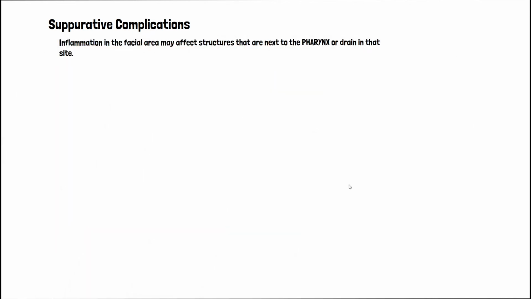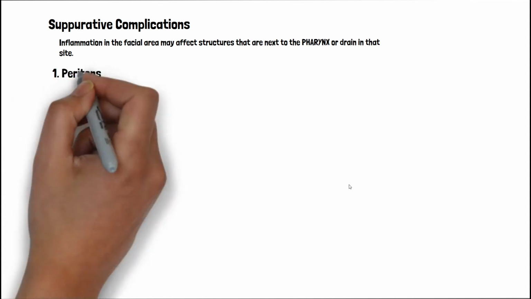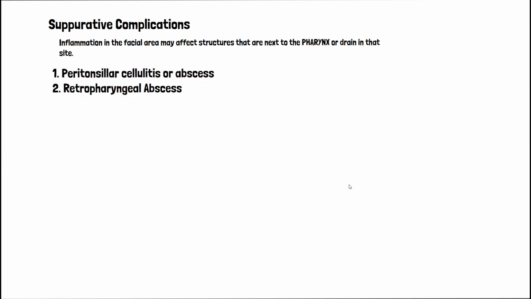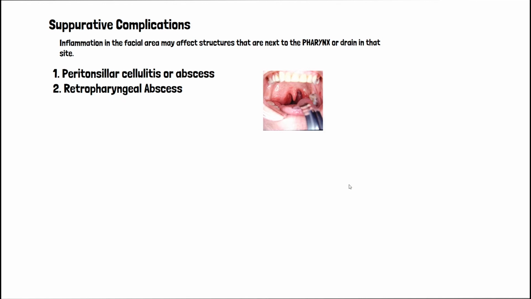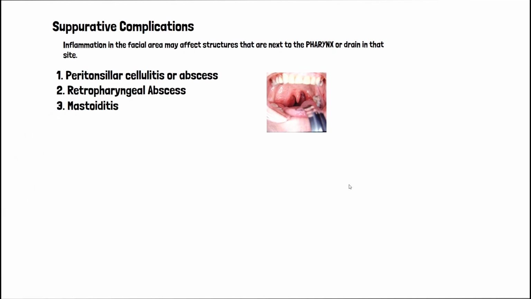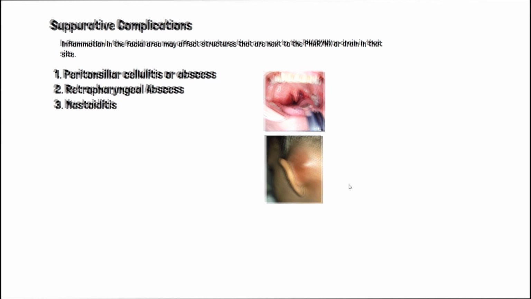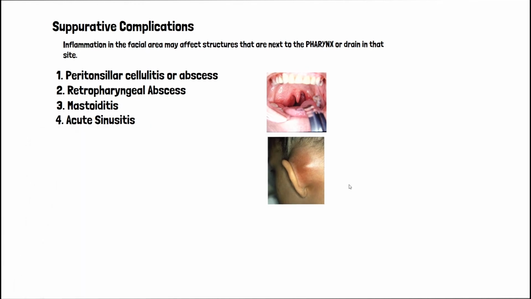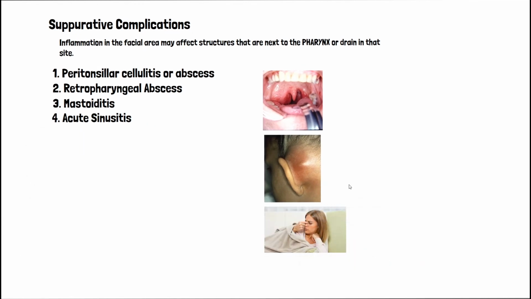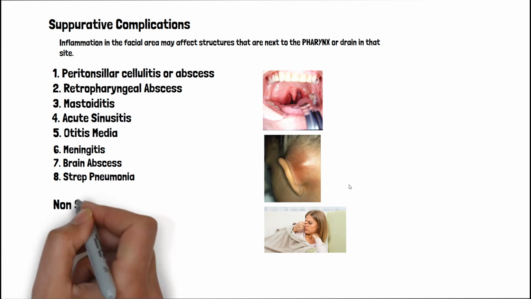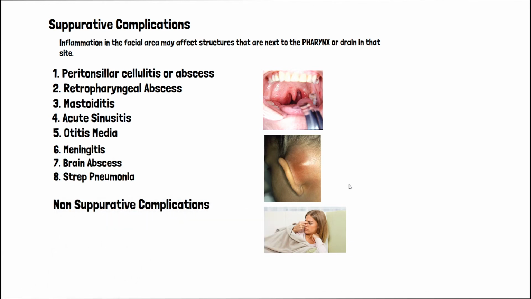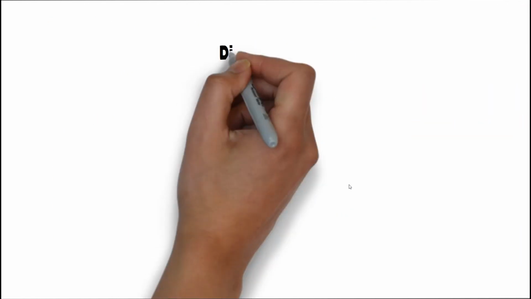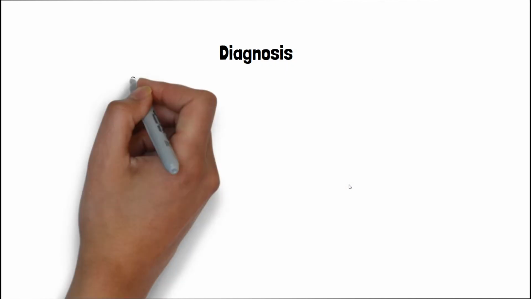Jumping on to suppurative complications, that's really inflammation in the facial area that can affect structures directly contiguous to the pharynx, and it can cause such things as peritonsillar cellulitis, peritonsillar abscess, retropharyngeal abscess, mastoiditis, sinusitis, and acute otitis media. These areas can then lead to meningitis, brain abscess, and streptococcal pneumonia is another potential complication as well. The non-suppurative complications which are common are acute rheumatic fever and acute post-streptococcal glomerulonephritis.